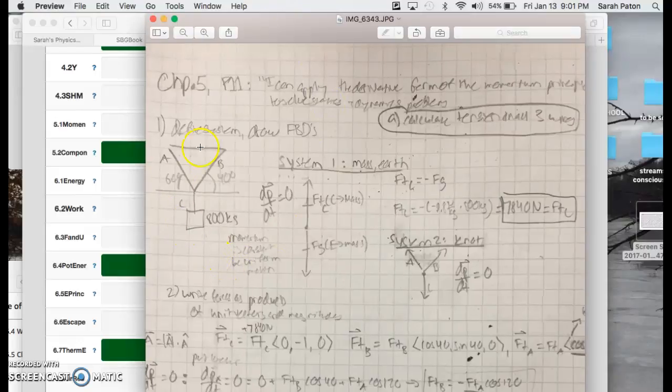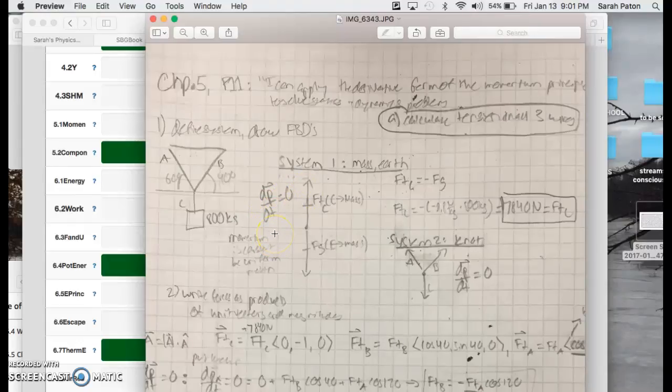Anyway, so given my scenario, I first defined my system and I drew my free body diagrams. So looking at this, the Earth is actually wrong. The only thing in my first system is the mass, so you can just pretend that's crossed out. And I had a momentum of 0, so my dp over dt was equal to 0.